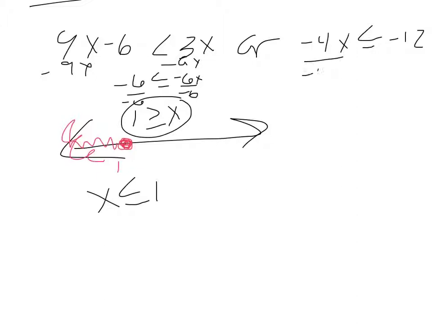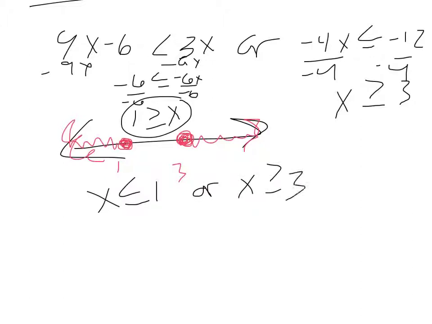Solving this, we divide both sides by negative 4. So we get x, flip the sign once again. When we divide by negative, negative divided by negative is positive, so x is greater than or equal to 3. Solid dot at 3, x is greater than or equal to it, so over there. So we have x is less than or equal to 1 or x is greater than or equal to 3.